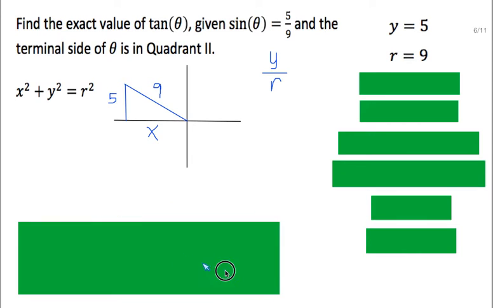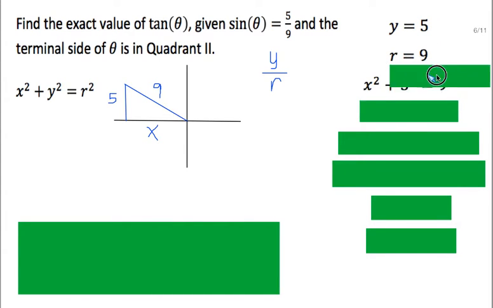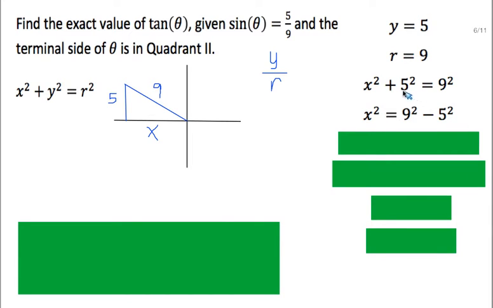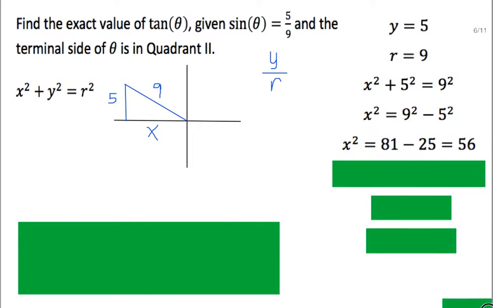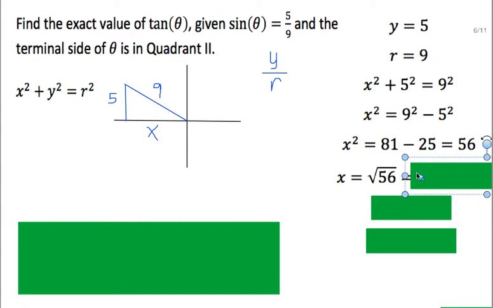Then I can use my Pythagorean theorem, a squared plus b squared equals c squared, or in this case, x squared plus y squared equals r squared. Okay, and so I'm going to put my 5 and my 9 and my x into the equation so I can solve for x eventually. And to do that, I'm going to subtract 5 squared from both sides, which gives me 81 minus 25. Now, so x squared is going to be 56. So then x is going to equal the square root of 56.